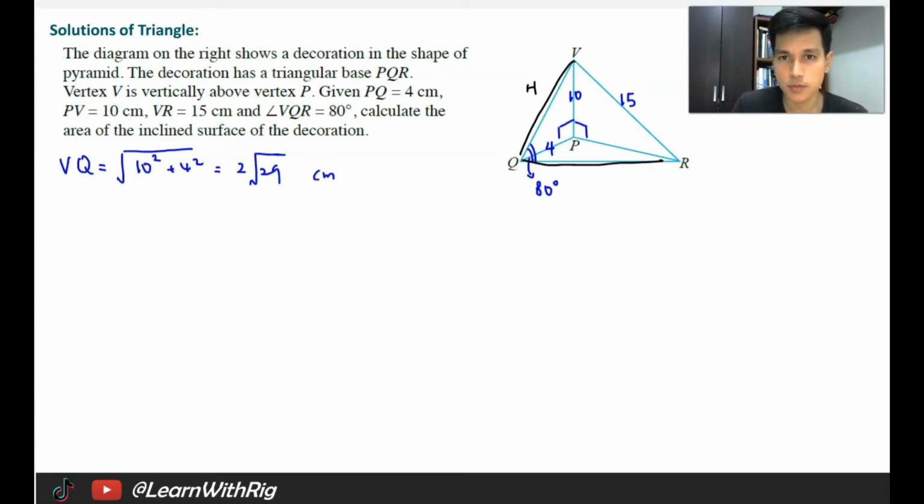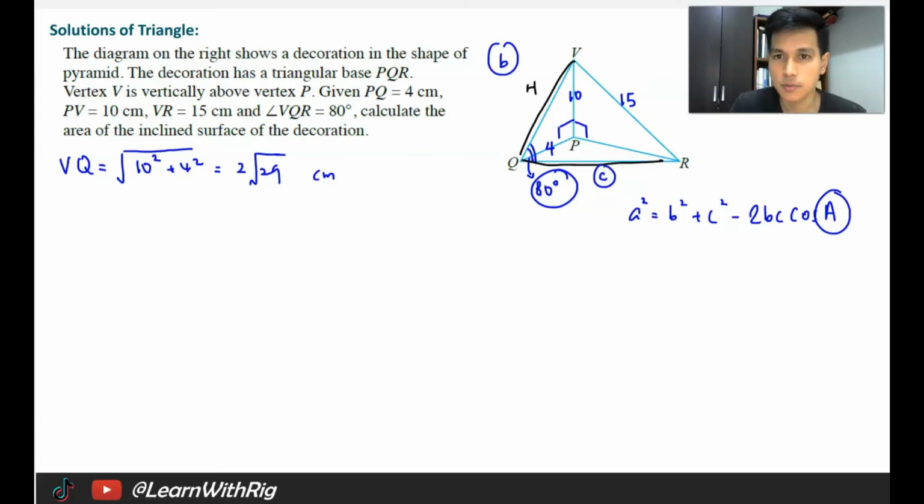Now you want to use cosine rule, right? I said. So remember what is cosine rule? In case you don't remember, a square equals to b square plus c square minus 2bc cos a. Okay, because I want to find QR, QR is the length, so I'm going to use the first formula of cosine rule. So if I'm using cos a, so that means this is the angle. So my B is this, this would be my C, this would be my A.